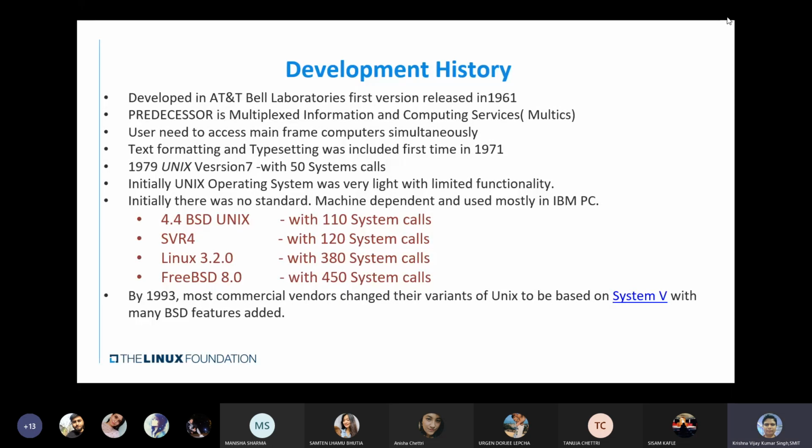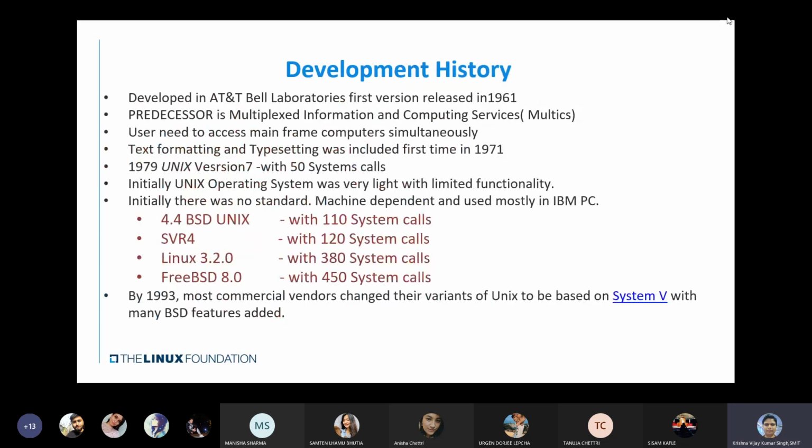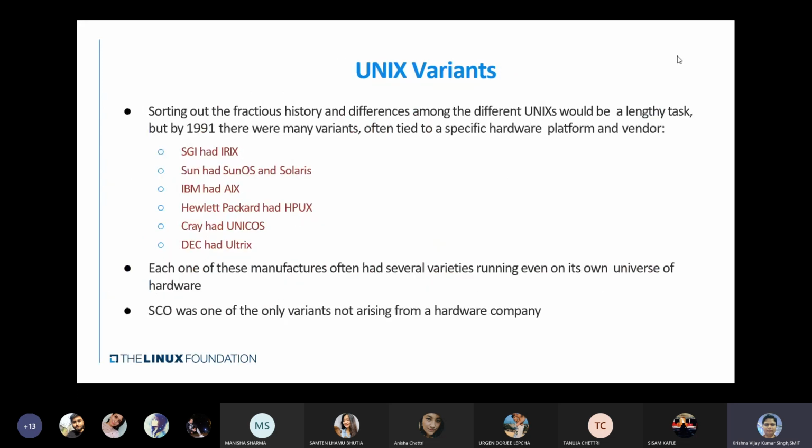By 1993, most commercial vendors changed their variants of Unix to be based on System V with many BSD features added. So they considered both of these flavors, and tried to make it a more convenient operating system. They also tried to make it a standardized, common operating system, a version which is acceptable to all the vendors.